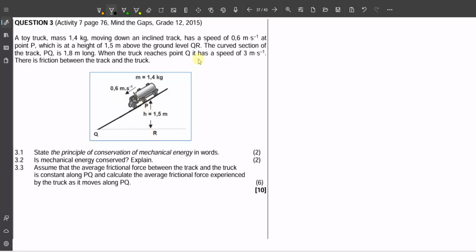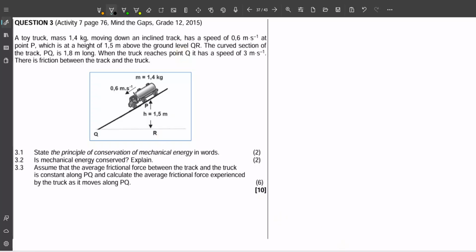The curved section of the track PQ. Okay, so PQ is curved, and they say it is 1.8 meters long. When the truck reaches point P, it has a speed of 3 meters per second. There is friction between the track and the truck.